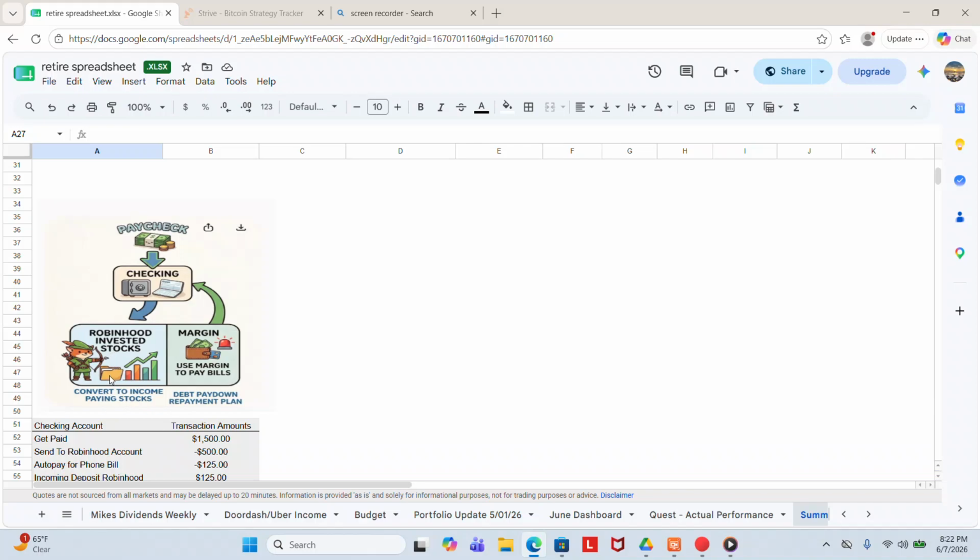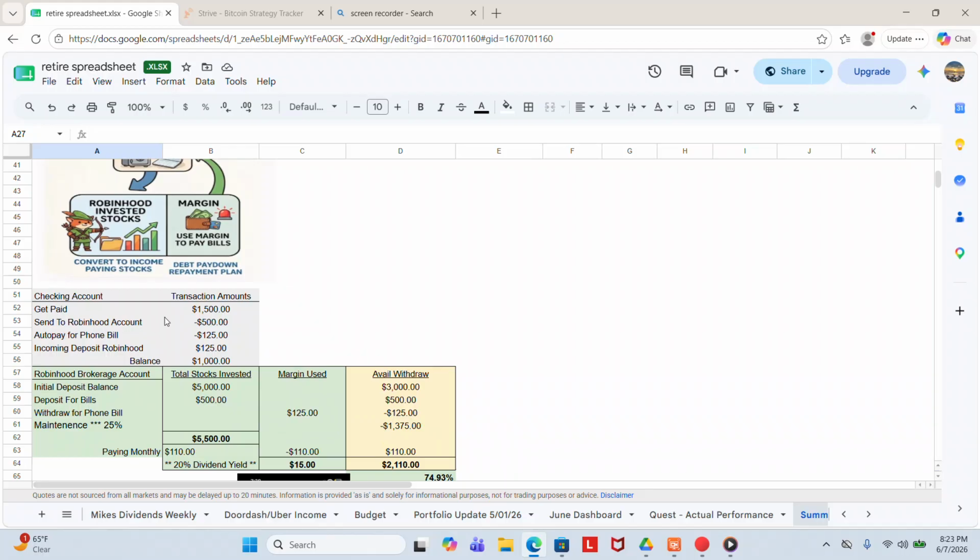When those pay dividends, the dividends pay the margin down, and then the margin is used to pay bills, which goes back to checking. So when our money comes into checking, we transfer our bill money into Robinhood and purchase dividend paying stocks, which, when the dividends pay, will pay down the margin. When bills come due, we take out the margin and deposit it in our checking to pay the bills.